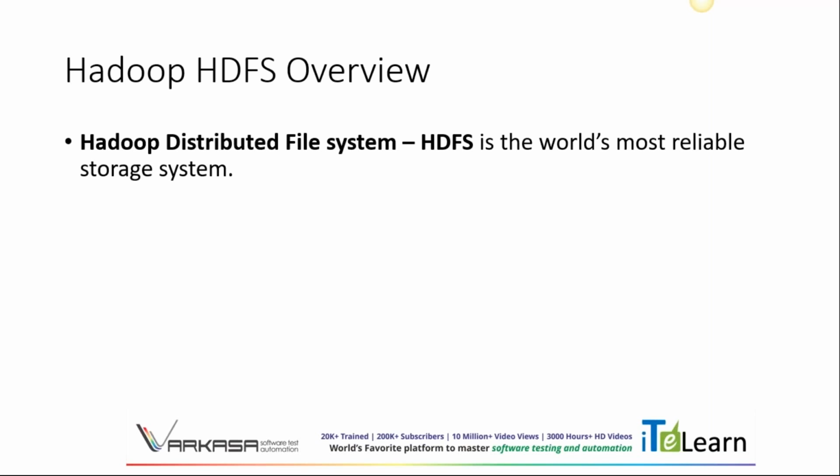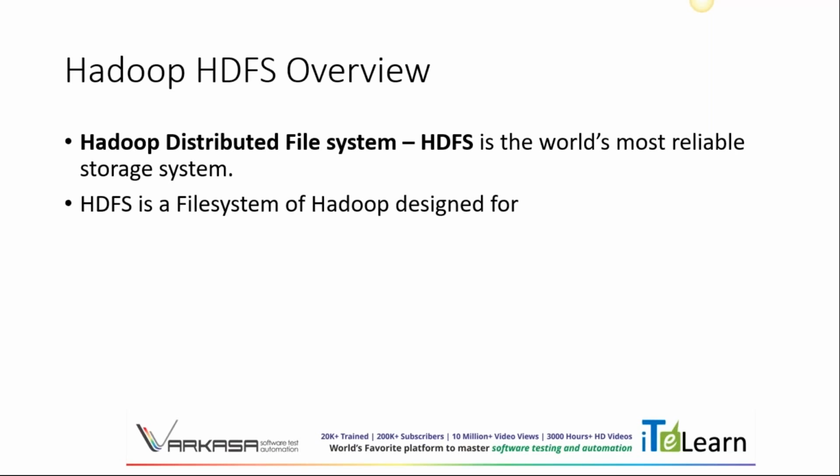So Hadoop HDFS is nothing but Hadoop Distributed File System. It is the world's most reliable storage system. Basically, this file system will help the user to store the data in a specific format. The format can be a text file or comma separated file or whatever may be the appropriate format. So you can store in that format and process that.